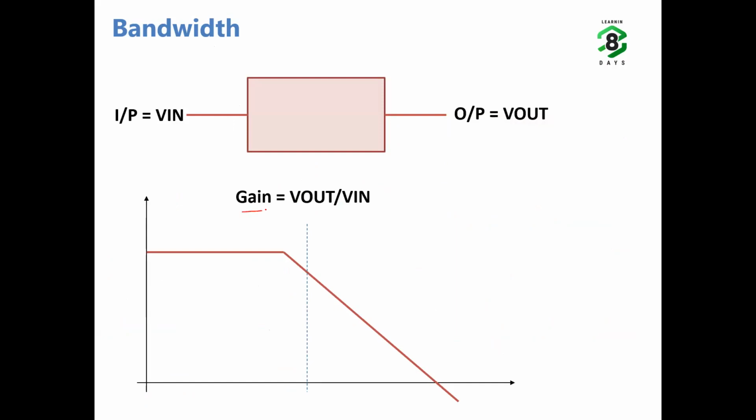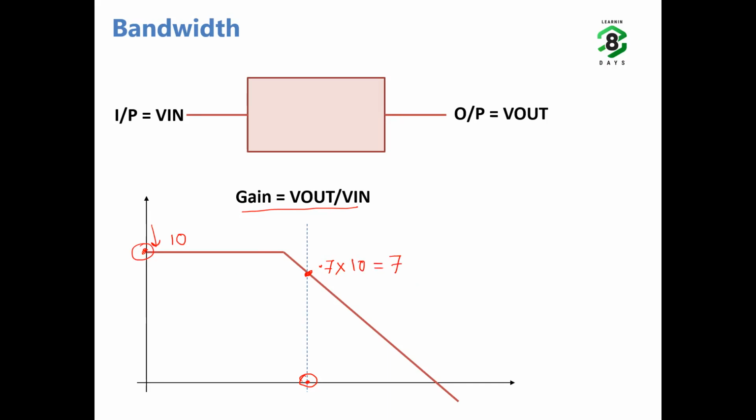Now we have plotted output by input. Now how is bandwidth defined? The bandwidth is defined at the particular frequency where the gain of the system is 70%, that is 0.7 multiplied by the DC gain of the system. So in this case, what was the DC gain of the system? The DC gain of the system is 10. So 0.7 multiplied by 10 is 7.